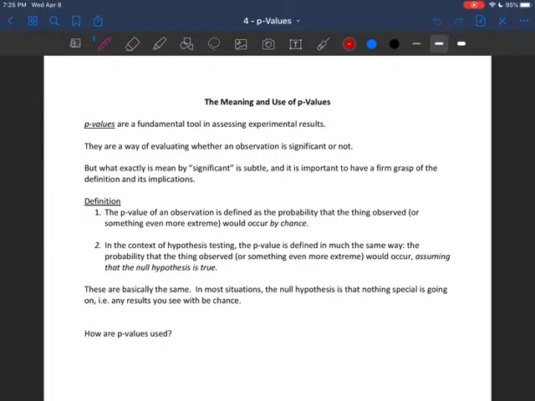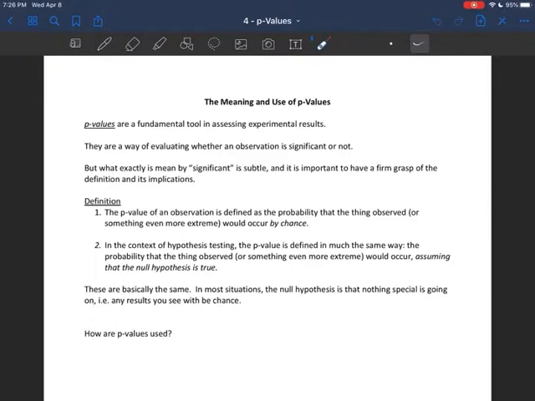We're going to be talking today about the meaning of p-values, which has come up already in our discussion of null hypothesis significance testing. We're going to go into a little bit more detail here because it's used in other contexts besides just hypothesis testing. P-values are a fundamental tool in assessing experimental results. They are basically one of the underlying statistical foundations for a lot of analysis of science. They're a way of evaluating whether an observation is significant or not. But what exactly we mean by significant can be a little bit subtle, and so it's important to have a really firm grasp of what exactly the definition is and what its implications are.